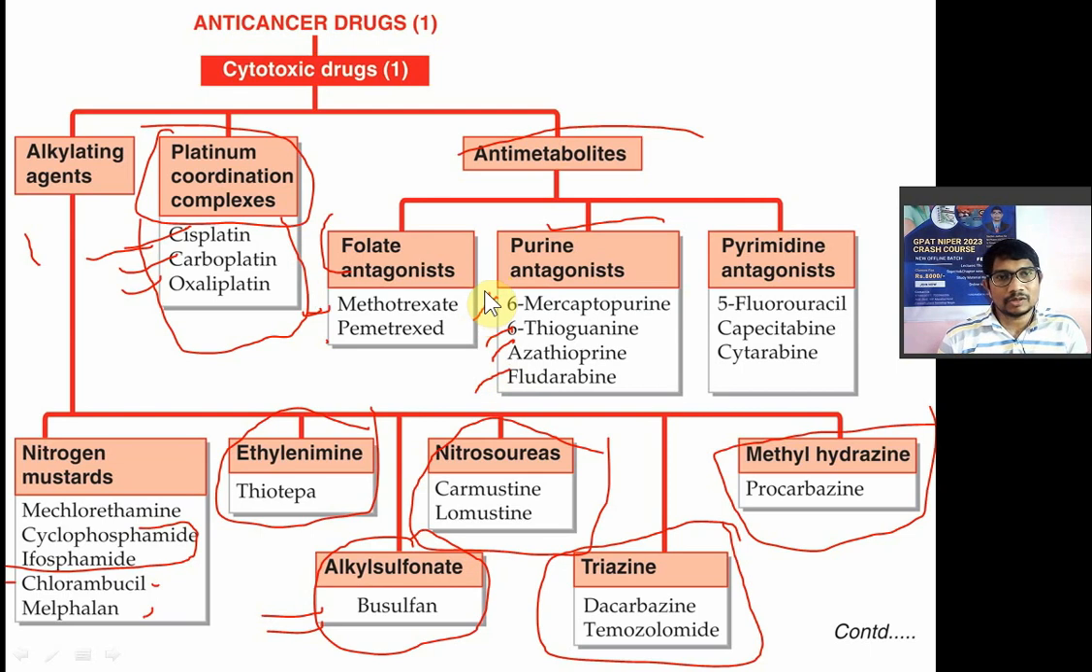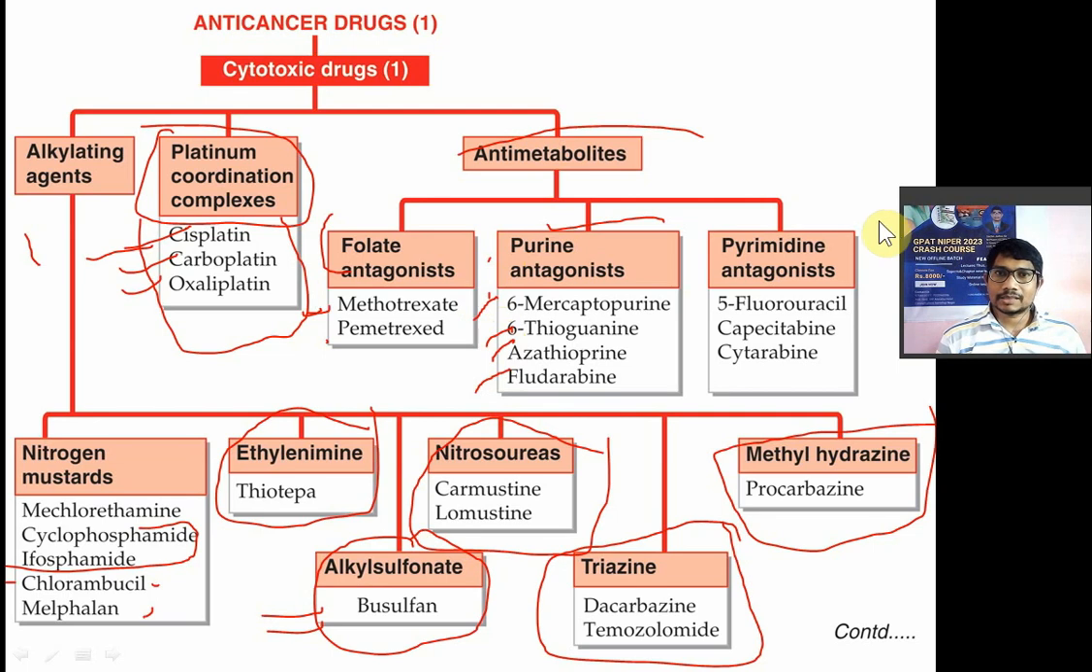ये सेल के अंदर जाने के बाद एक्टिवेशन होता है उनका, their triphosphate derivative उनका बन जाता है. That triphosphate derivative binds the purine bases in the nucleic acid and prevents the faulty synthesis of DNA, which is then useless. Now the cell will die. Okay, the cell will undergo apoptosis. So purine antagonists: 6-mercaptopurine, 6-thioguanine, azathioprine, fludarabine.